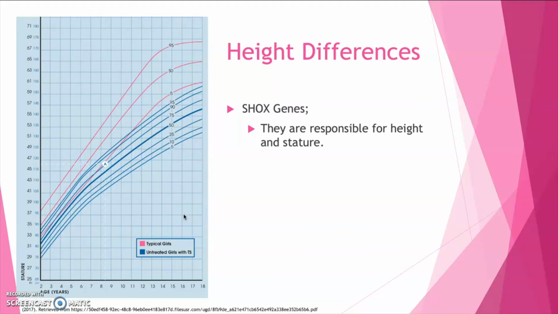Females with Turner syndrome are shorter in stature because, unlike other children, they only have one copy of the gene instead of the normal two. The gene is not strong enough in the body, and this is what results in short stature.